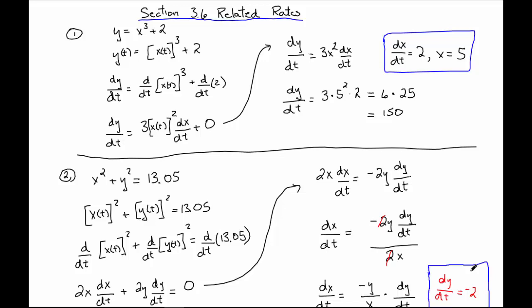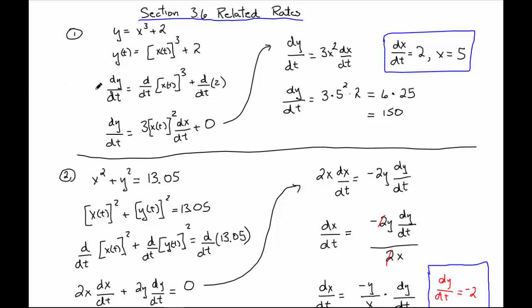So for example, in our very first problem, we have y is x cubed plus 2. Now what's going on here, if we really write it all out, is y depends on time. X also depends on time. So it's not like we normally have where we have f of x. Here, both the x and the y depend on time. So it makes it easier if you write it this way so you don't forget.